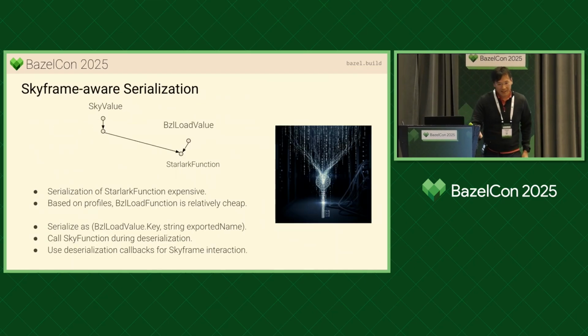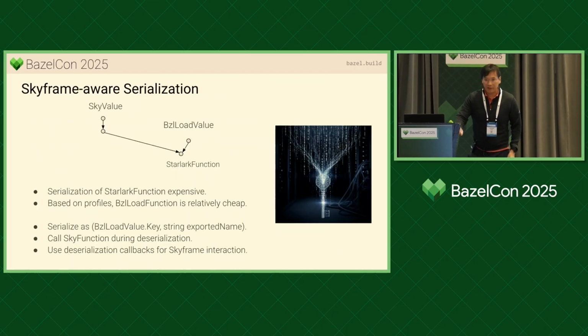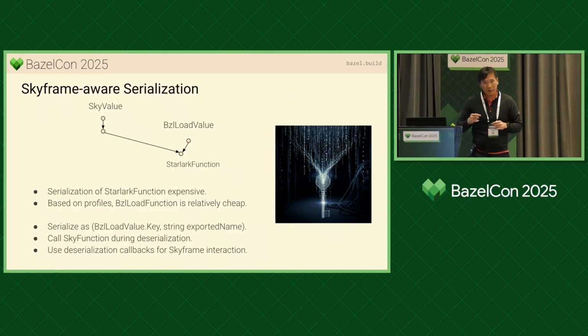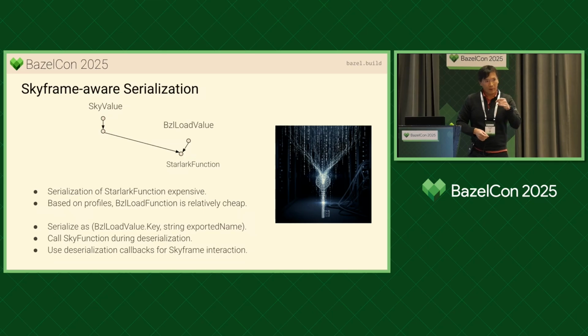Okay, and then the last piece of the puzzle, I alluded to this earlier when I talked about the serialization of Starlark functions or Starlark modules. So imagine you're trying to serialize a Starlark function, which is like this Python code that's been turned into a Java data structure representation. That ends up being very, very expensive. So instead what we do is we allow that to be represented as a Sky key pointing to its BZL load key, plus its global name. And that ends up being just serializing a key, which is cheap.